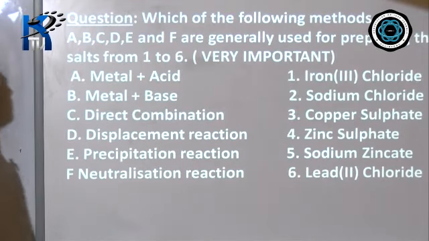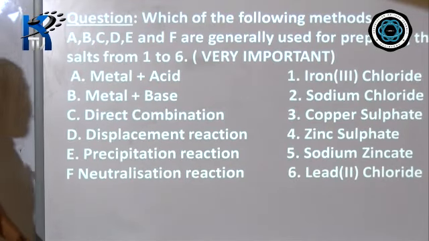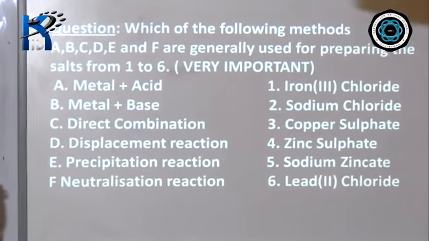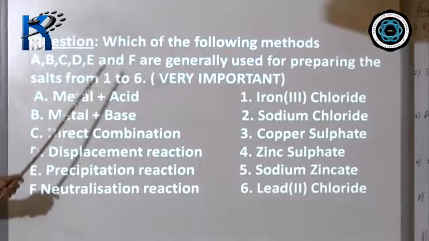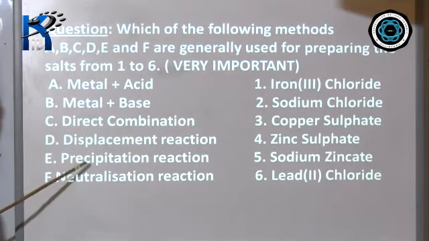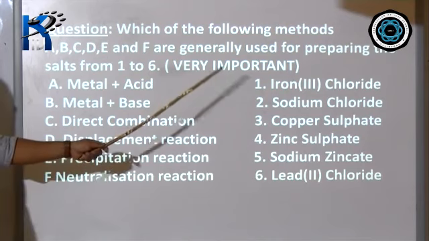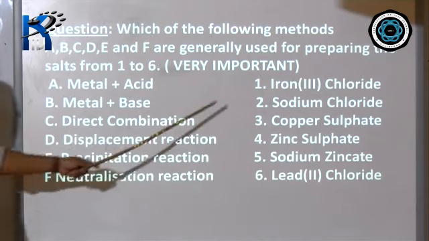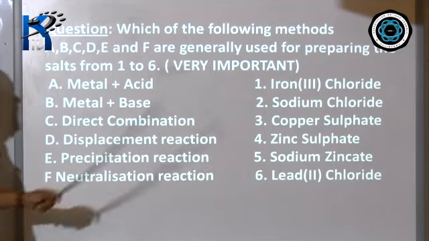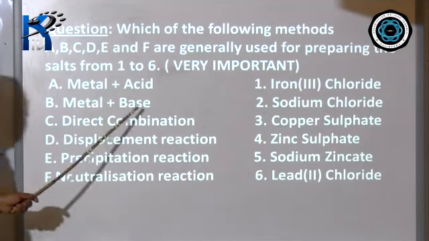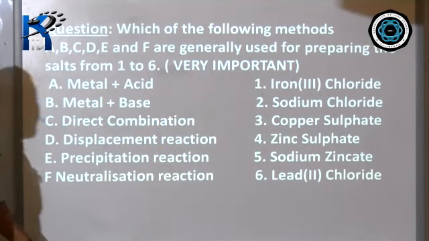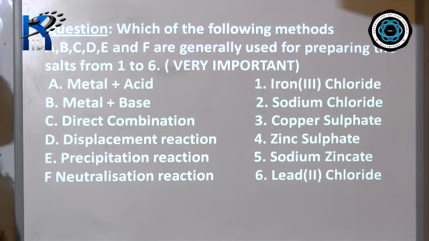Now we will see this match the column question. Every year mostly questions like these are set from the salt chapter. Keep this in mind, students. Which of the following methods A, B, C, D, E, F are generally used for the preparation of the salts from 1 to 6? So you have to match the column, or identify the methods by which the following salts are prepared, and it's very important, it comes mostly in your ICSE board exams.